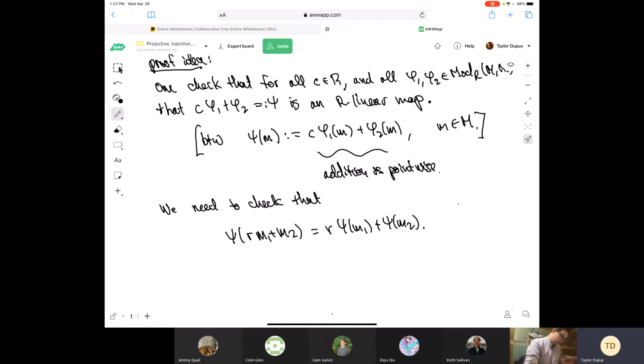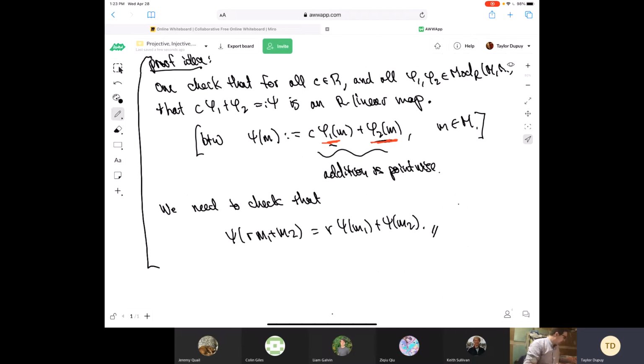All right, so that's all I want to say about the proof idea. But all you do is break out the definition, and then you use linearity on each of these two pieces. You use that this is linear, and you use that this is linear, and then you can just break it down like this.